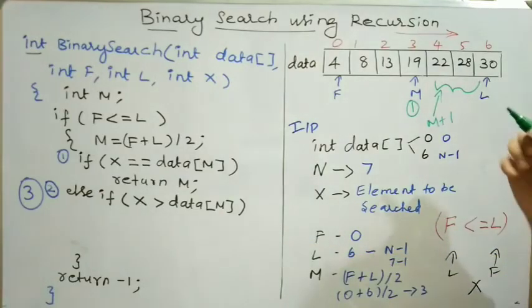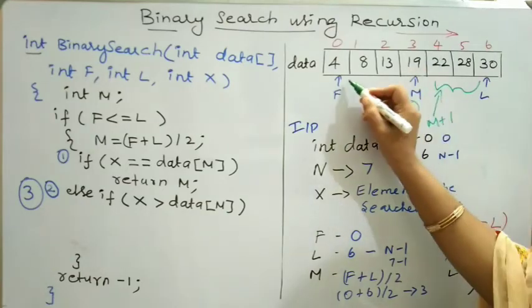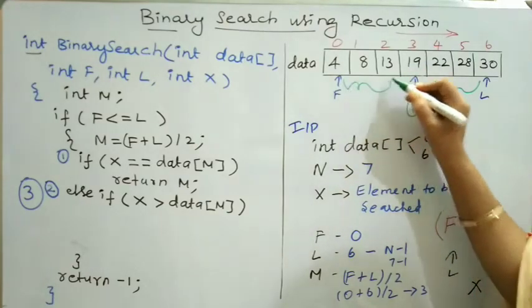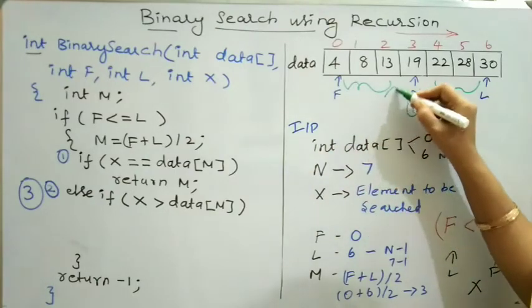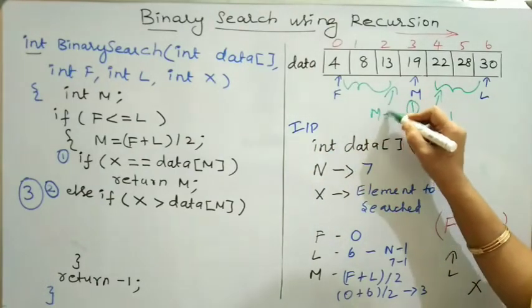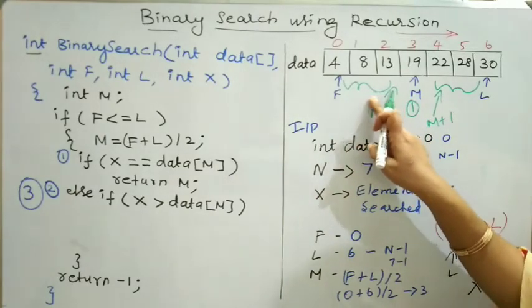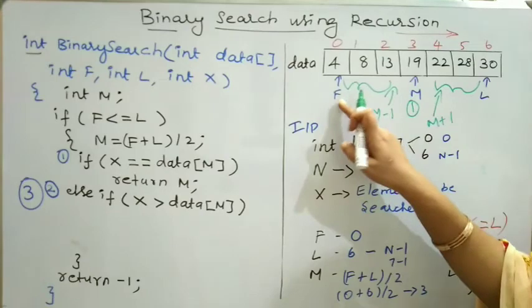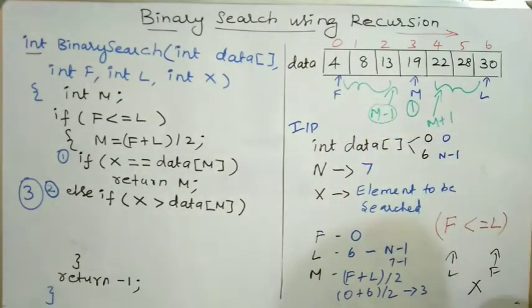That is, the element which I am looking for is less than the element in the middle index position. In that case, I will continue my search in the first half of the array, starting from index position f to index position m minus 1. So if I am continuing my search in the first half of the array, the value of f is not going to change. The value of L changes to be m minus 1.